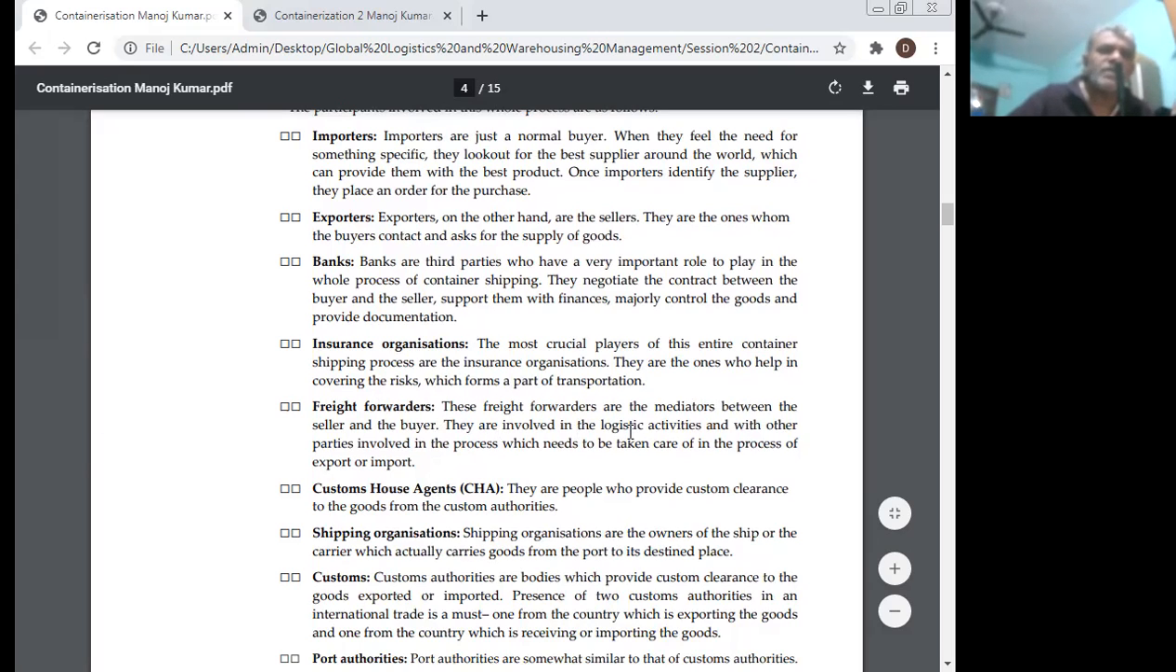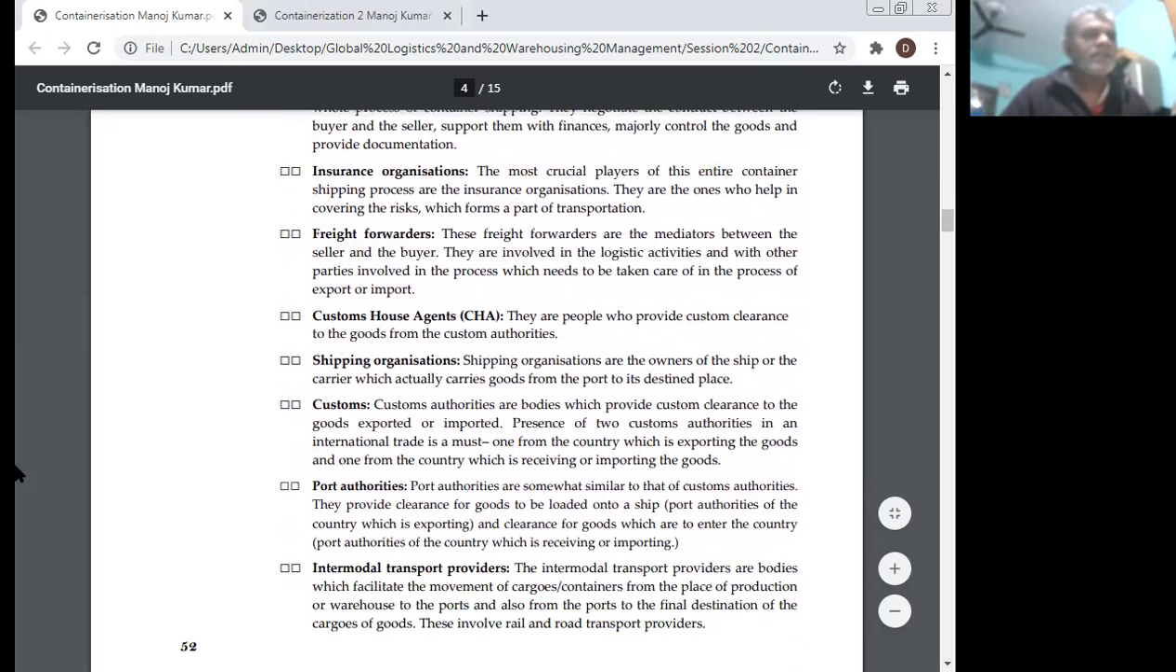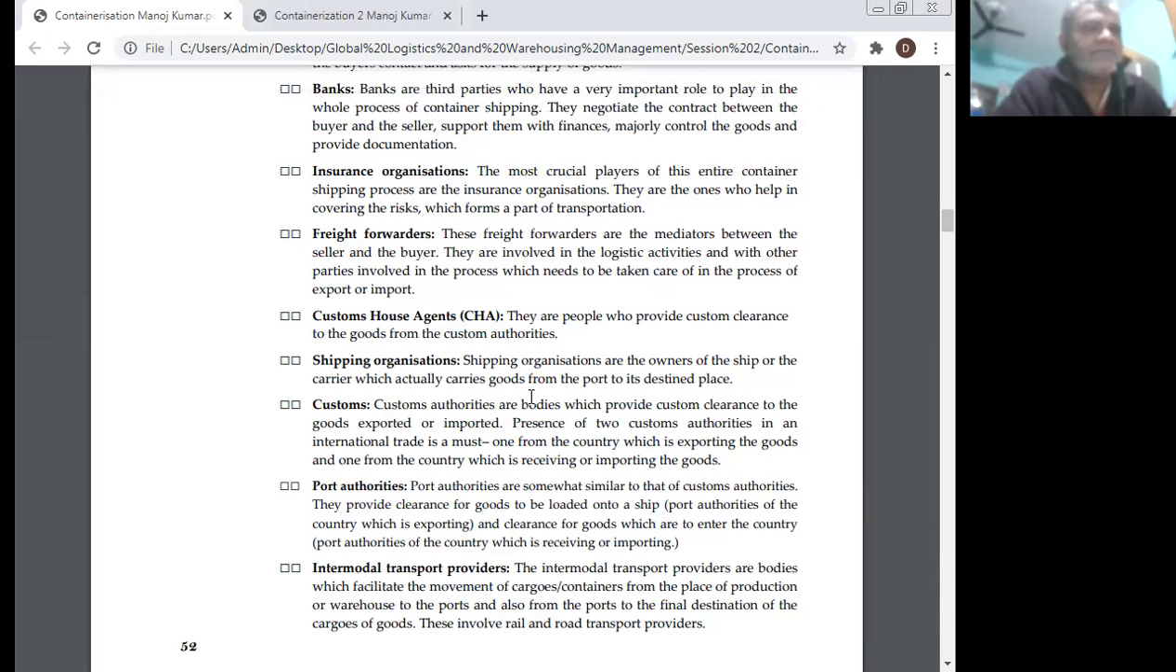Freight forwarders: these freight forwarders are the mediators between the seller and the buyer. They are involved in the logistics activity and with other parties involved in the process, which leads to everything being taken care of in the process of export or import. Customs house agents are people who provide customs clearance of the goods from the customs authority. Shipping organizations are the owners of the ships or the carriers which actually carry goods from the port to the destined place. Customs authority is the body which provides customs clearance to the goods exported or imported.